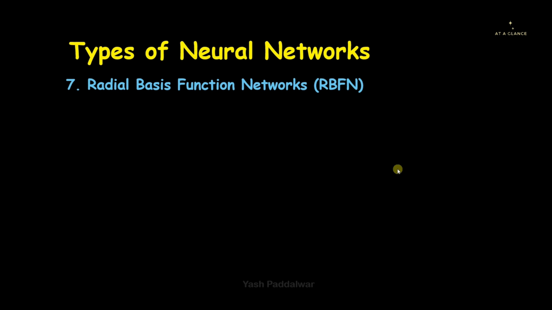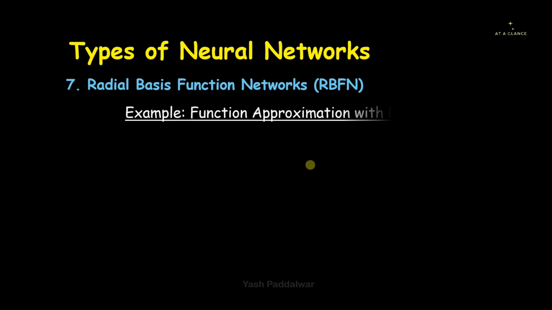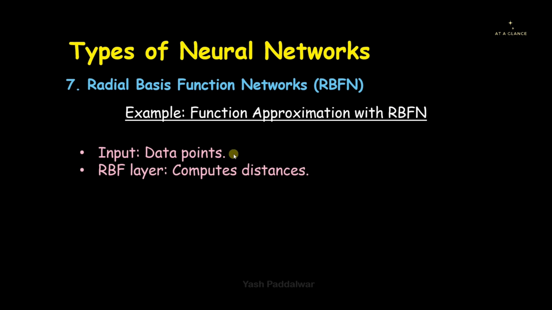Now let's have a look at an example of RBFN. Here we are going to approximate a function with RBFN. So here goes the flow. First, as an input, the data points will be taken. These data points will be random.